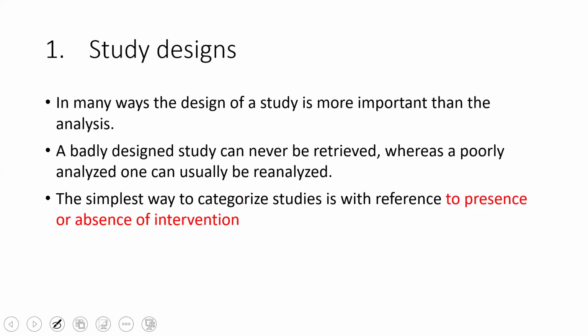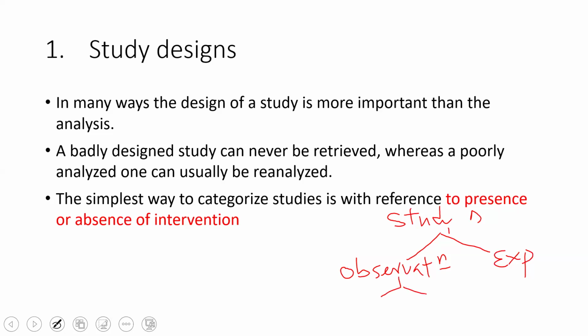And the simplest way to categorize study design is with reference to either the presence of an intervention or the absence of an intervention. So when we have a study design with absence of intervention, we call that kind of study observational. And if there's the presence of an intervention, we call that one experiment. This one is further divided into so many other branches, likewise for the experiment, but that is not the focus of today's class.